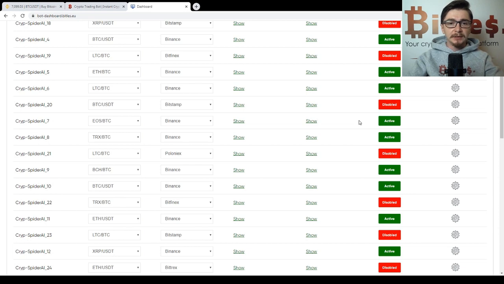Well, let me tell and show you everything by stages now. I want you to take a close look at our Cryp-Spider trading system and see how this works. Okay, first of all I want to show you the control panel. You can see it on my screen. This is the control panel of our bots.